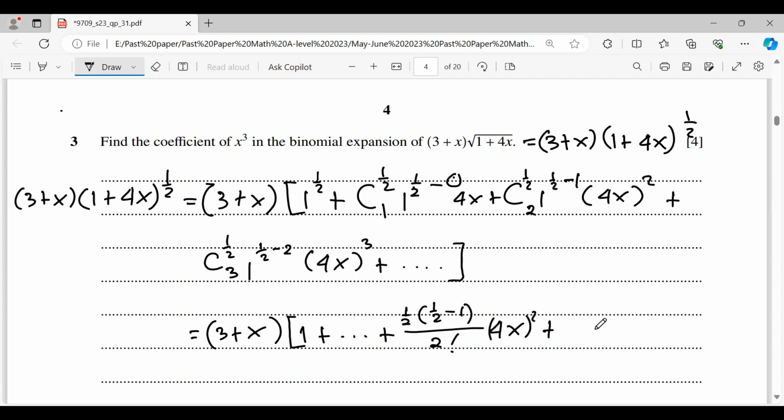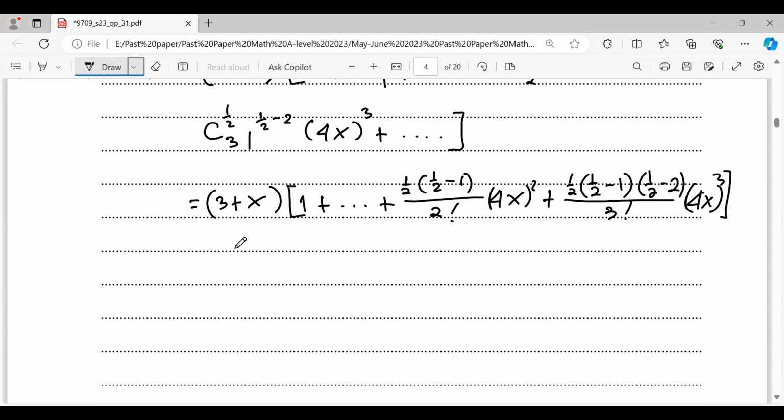What's this one? Half times half minus 1, half minus 2, over 3 factorials times 4x cubed. And we can continue with this term and this term, but no need, because we are going to find the coefficients of x cubed.